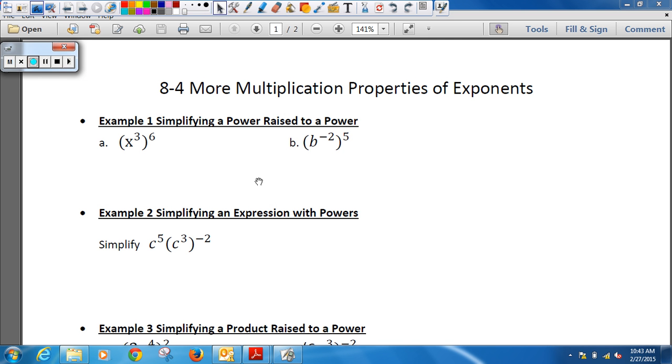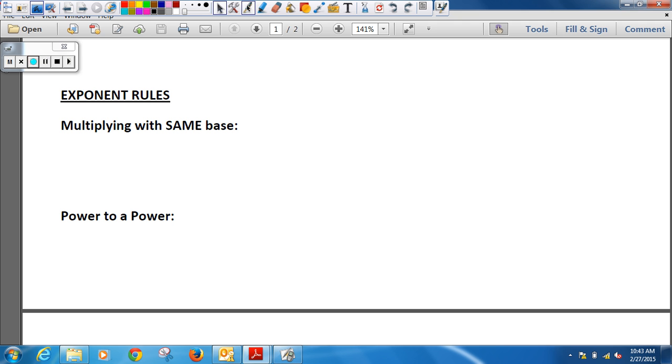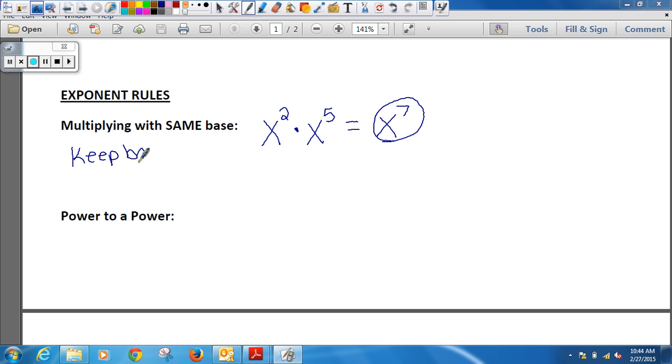Okay, today we'll be looking at some more multiplication properties of exponents. Real quick, I want you to go to the bottom and review what we did last time when we multiplied with the same base. So for instance, let's say I have x squared times x to the fifth. Remember, you keep the part that they have the same, so I'm going to keep the base. Multiplication means you add the exponents, so it would be x to the seventh. So the rule is simply you keep the base, add exponents.